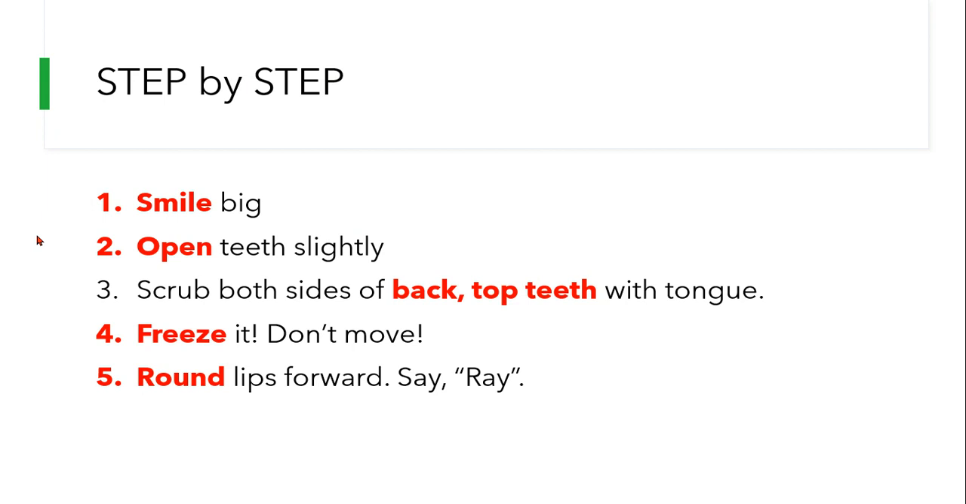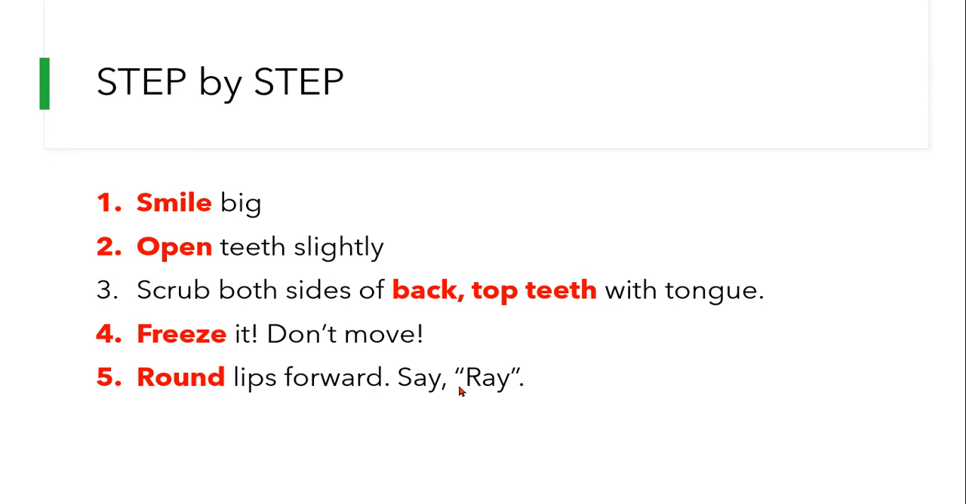You've heard this a lot. Smile really big. Open your teeth slightly so your mouth is open. Take your tongue and go to the back of your mouth at the very top and scrub those back top teeth with your tongue. Once you get there, freeze. Don't move your tongue. And lastly, round your lips forward and try the word ray.